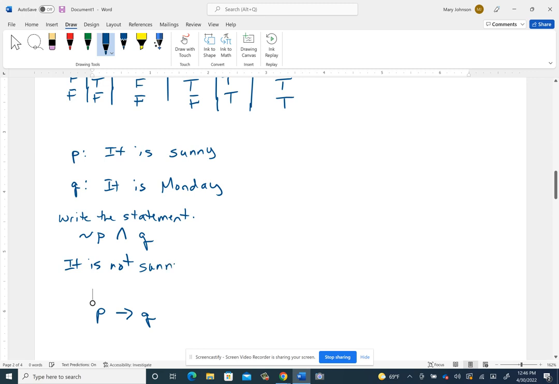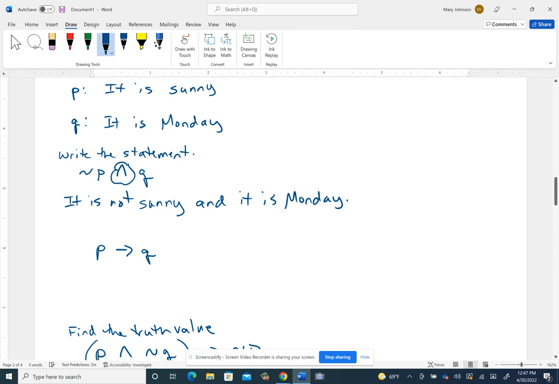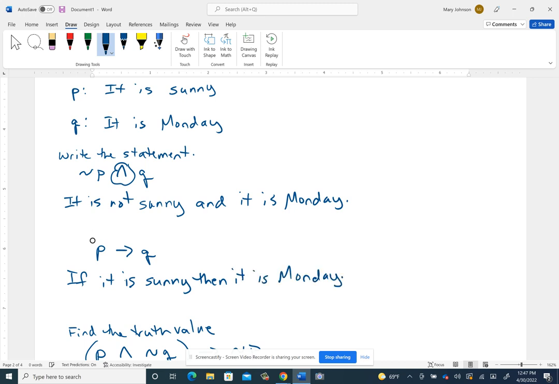It is not sunny. And then I would write it is not, not. It didn't have a not on the Q. It is Monday. So you might have to translate from symbols into words or vice versa, right? So what if we had P implies Q like that? Okay, that would be if it is sunny, then it is Monday. Okay.